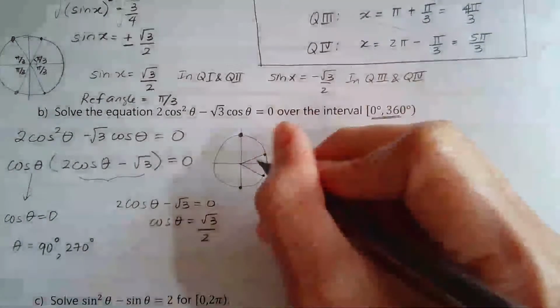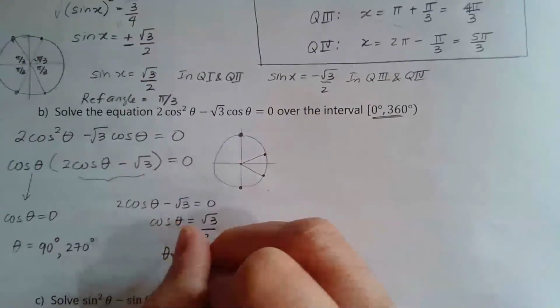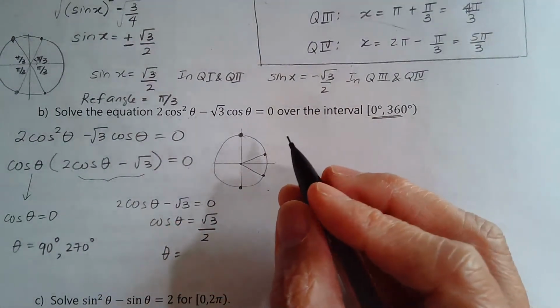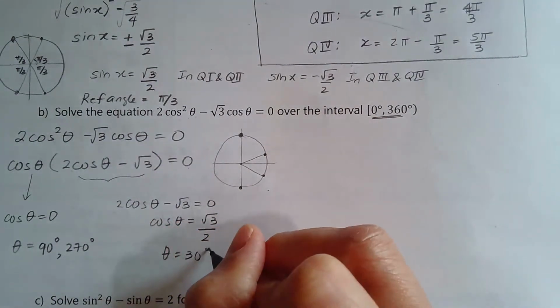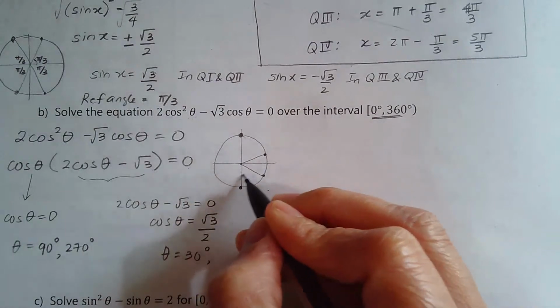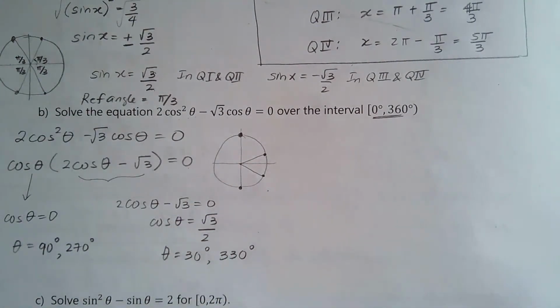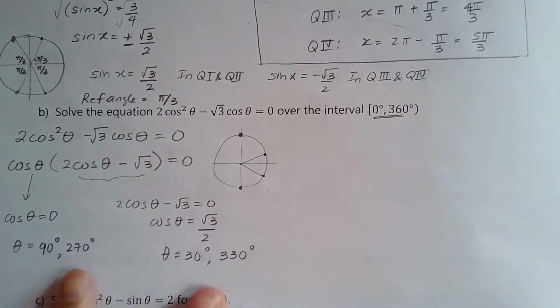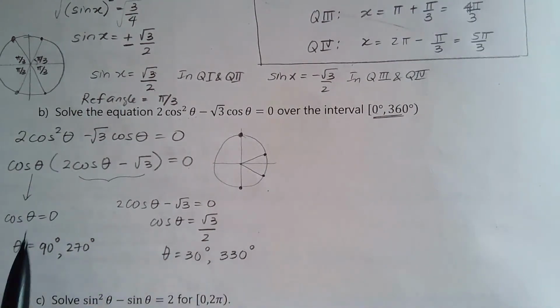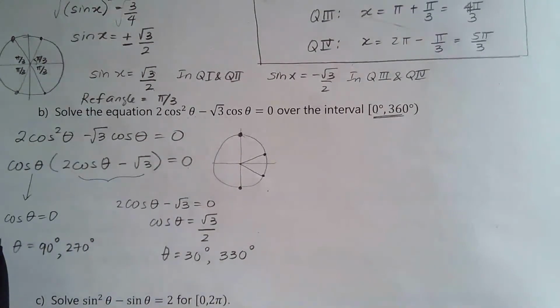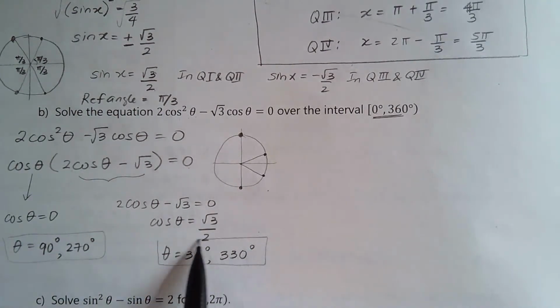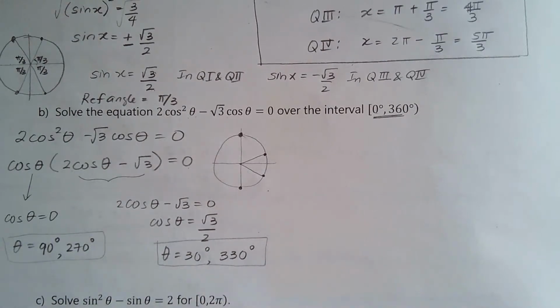So what angles are those? That's going to be theta at 30 degrees. And then over here is 330 degrees. Okay, so these are our four solutions. So therefore, these are the solutions. And all of these are within the domain of 0 to 360.